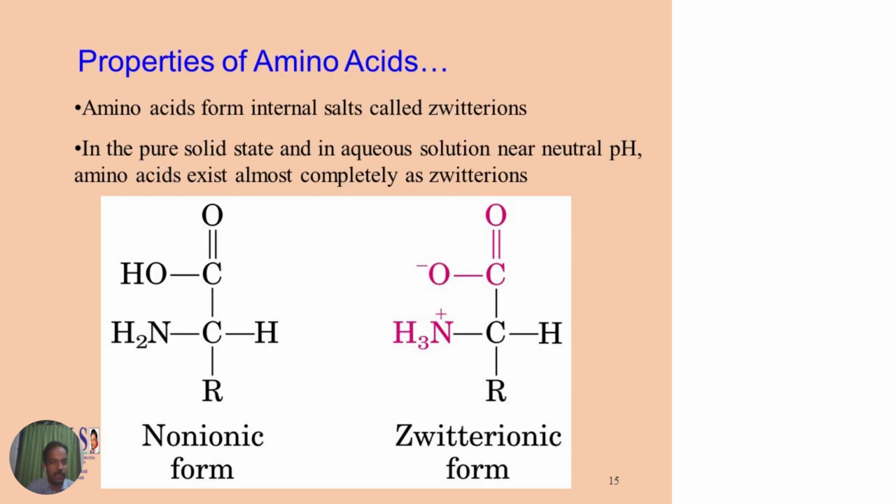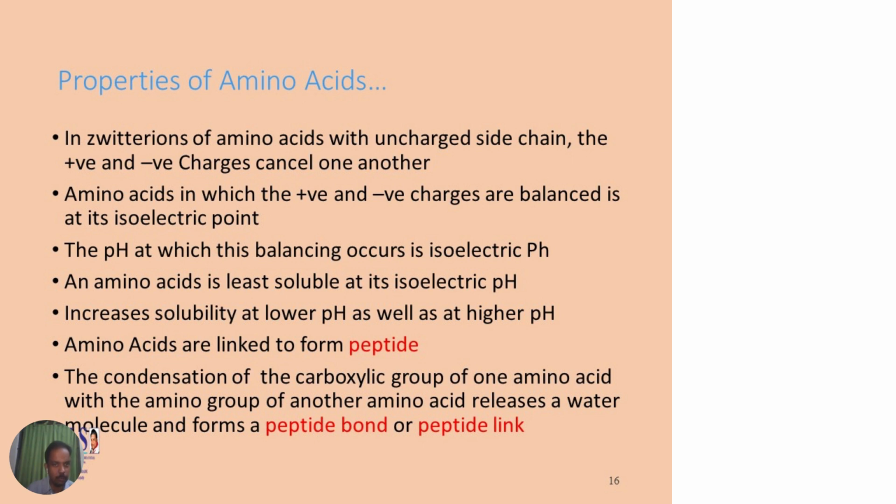The properties of amino acids are they form internal salts called zwitterions. Both the positive and the negative charge take place in the same amino acid structure. So you have the non-ionic form and the zwitterion form. On the right hand side you can find the nitrogen carries the positive charge and the O carries the negative charge. That is why it is called a zwitterion. So electronegativity and electropositivity are both shown in the zwitterion.